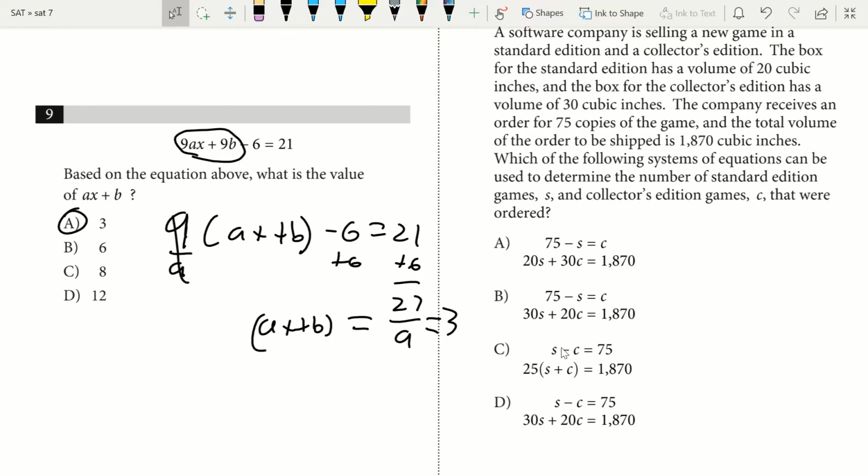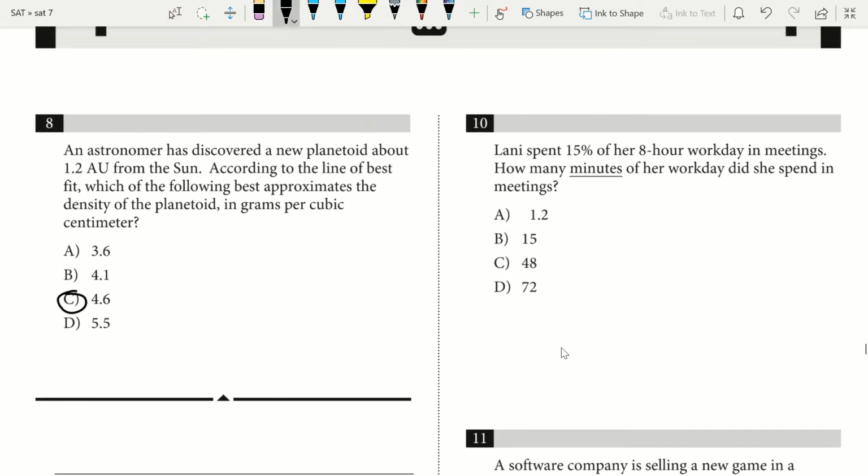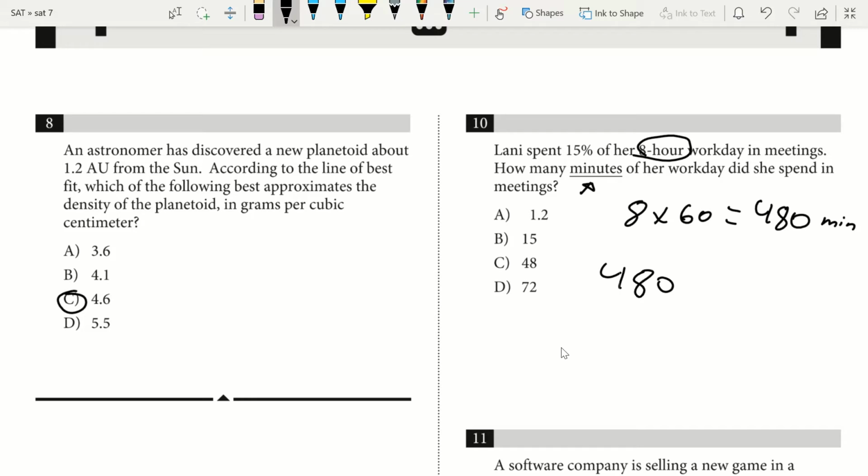All right, moving on. We've got question 10. Lainey spent 15% of her 8-hour workday in meetings. How many minutes of her workday did she spend in meetings? All right, well, 8 hours in minutes, we're going to do 8 times that 60 minutes per hour, right? So that's going to give us 480 minutes, right? And we know that 15% of that is spent in meetings. How many minutes did she spend in meetings? Well, we've got to multiply that 480 by 0.15, and that's going to give us 72. So our answer is going to be D.